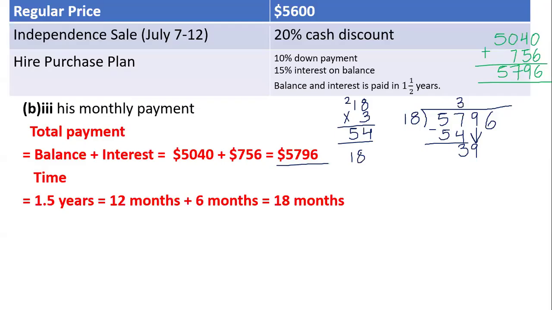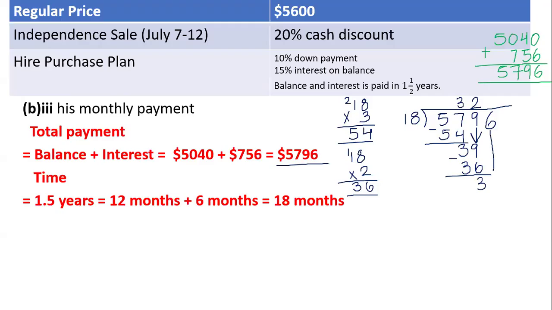Twice. 18 times 2. What is 2 times 8? 16. 2 times 1 is 2, plus 1 is 3. So it's gonna be 36. 18 times 2 is 36. Very good. 39 minus 36 is gonna be what? 9 minus 6 is 3. 3 minus 3 is 0.